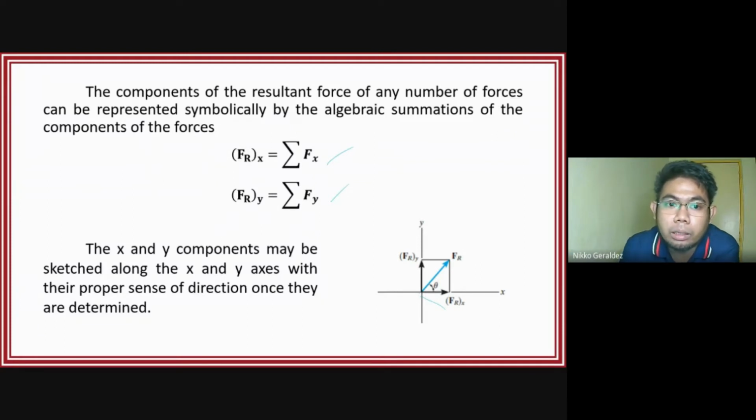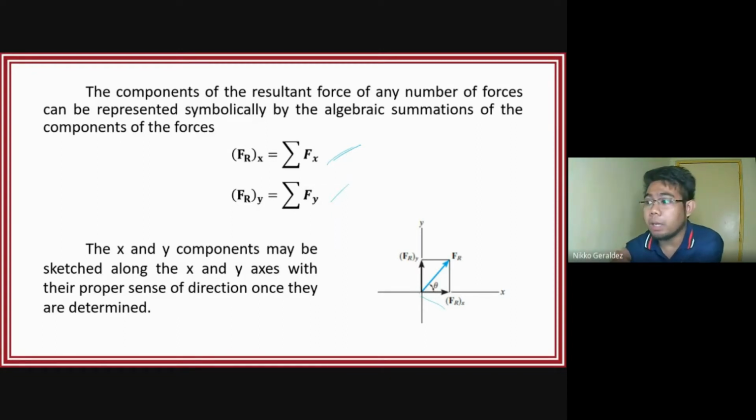So, ito ang kailangan i-memorize. The x component of the resultant force, F_R sub x, is equal to summation of forces along x-axis, or summation of all horizontal forces. While F_R sub y, the y component of the resultant force, is equal to summation of forces along y-axis, or summation of all vertical forces. The x and y components may be sketched along the x and y axis with their proper sense of direction once they are determined.